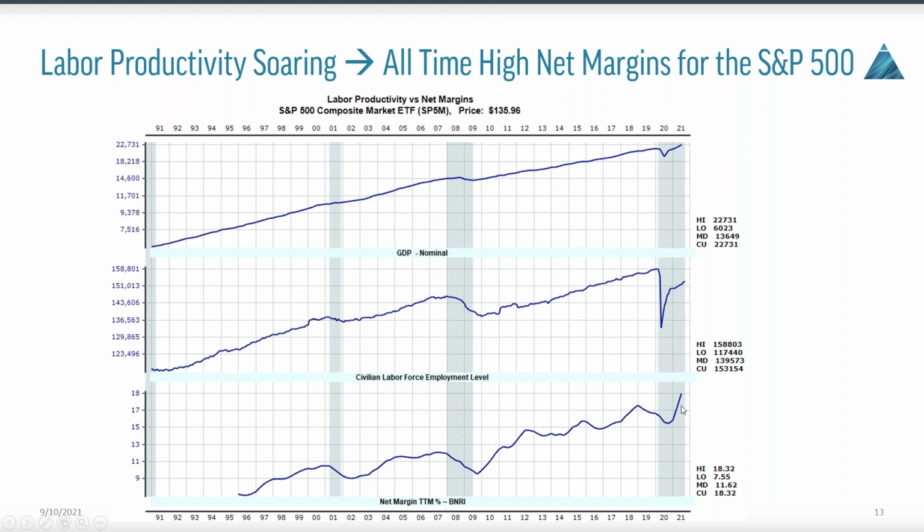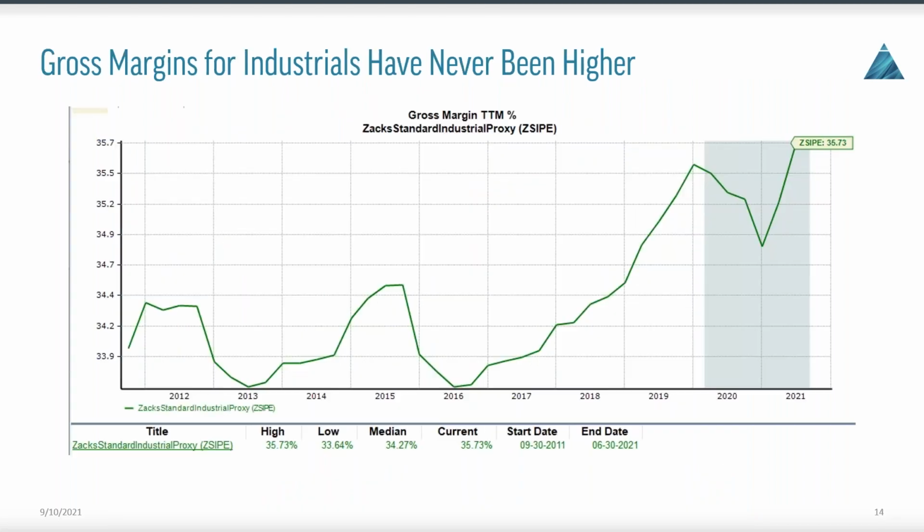What's that leading to? Profit margins at all-time highs here, 18%. This in one chart is the reason why we've seen such resilience in the S&P 500 index. And I just don't see this letting up anytime soon.